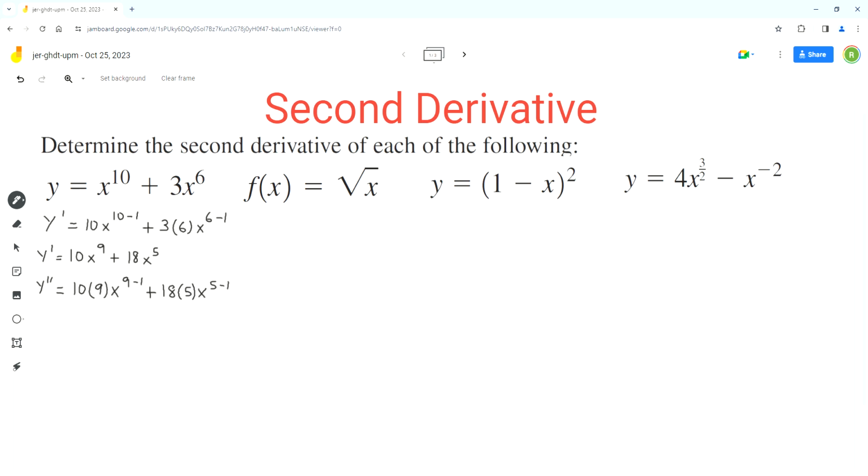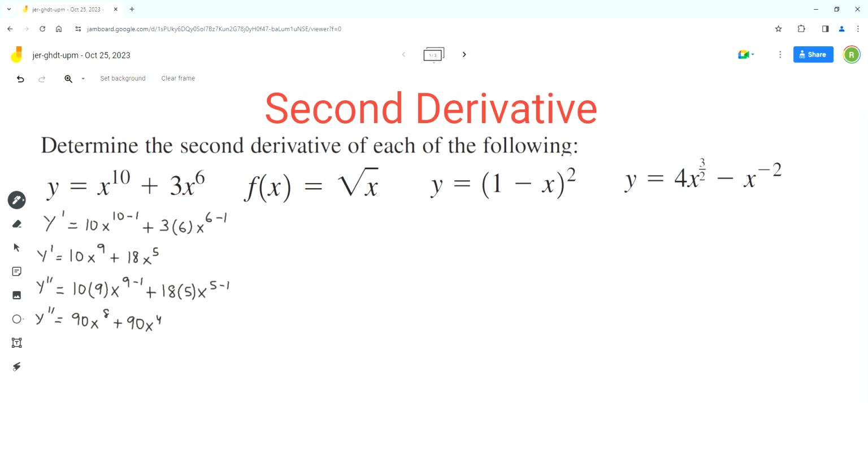Now we can simplify this expression. So y double prime equals, so 10 times 9 is 90 and then x exponent 8 plus, then 18 times 5 is equal to 90 and x exponent 4. So this should be the second derivative for the first equation. So we are done with the first problem.